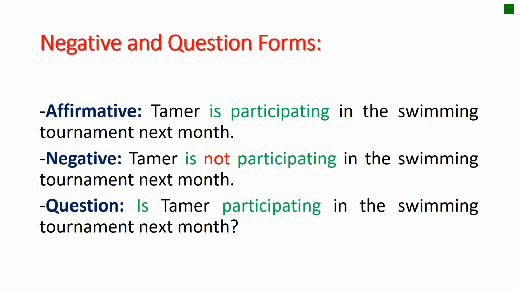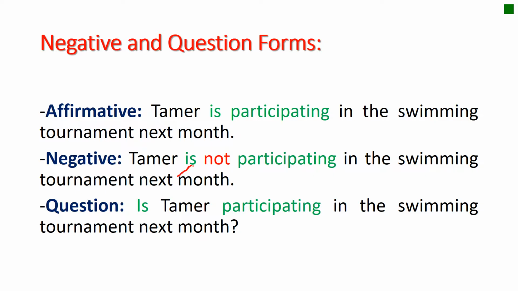Let's take a look at the negative and question forms. Affirmative: Tamer is participating in the swimming tournament next month. If I want to make this sentence negative, I just insert not between the verb to be, is, and the verb plus ing. Tamer is not participating in the swimming competition next month.